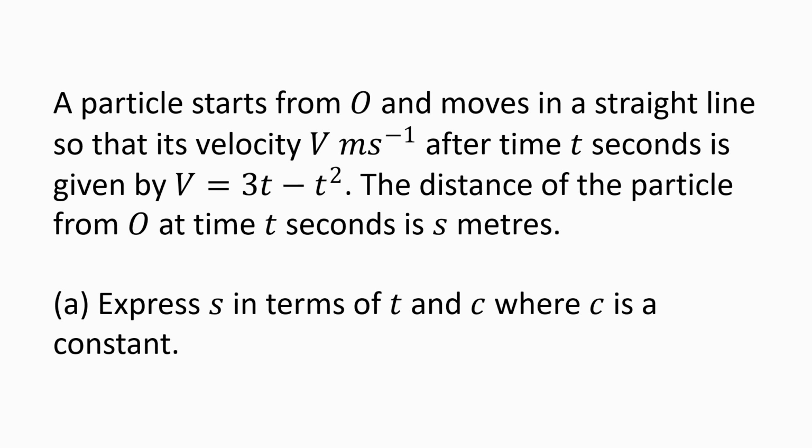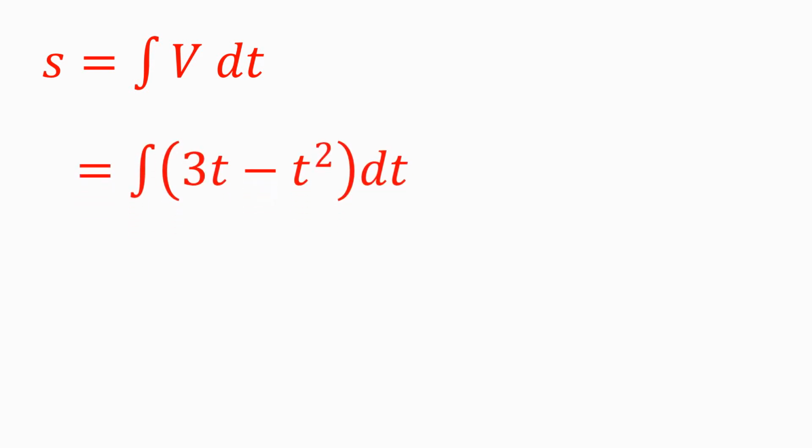So remember the introduction, we said if you have been given the velocity equation and you have been asked to find the distance equation, you need to integrate the velocity equation. So in our case, we are going to integrate the velocity equation in order to obtain s. So our s will be the integration of velocity, and it's in relation to the time, so it's v dt. Then we substitute v by the equation of v, which is the integration of 3t minus t squared dt.